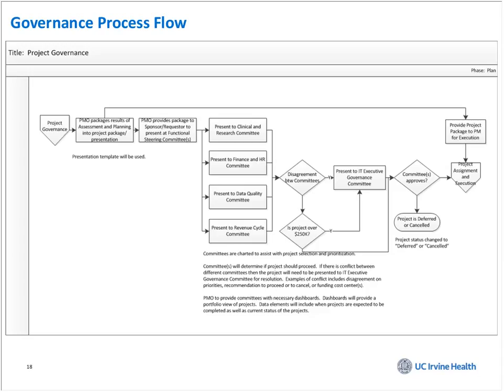You can see the big arrow that goes over to provide the project package to the PM for execution, and the PM is assigned and that sort of thing. So it's a fairly simple flow. There are a lot of lines here, but when you follow it, it's pretty simple for people to understand.